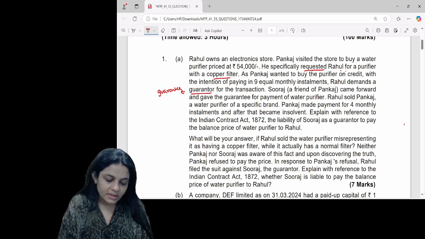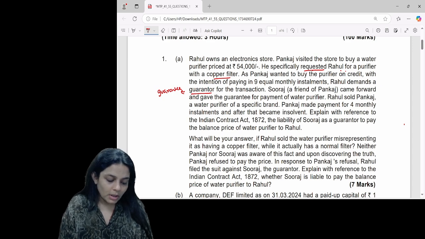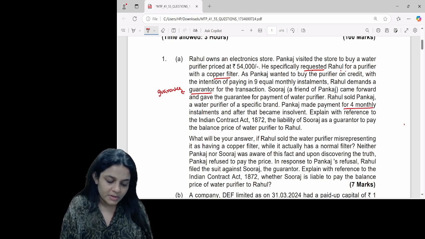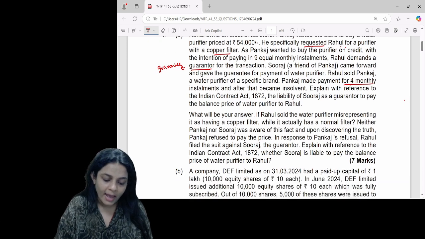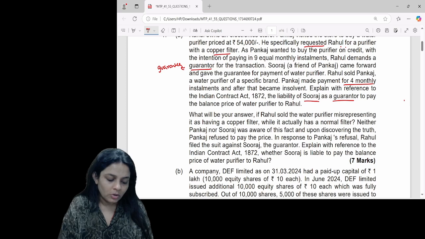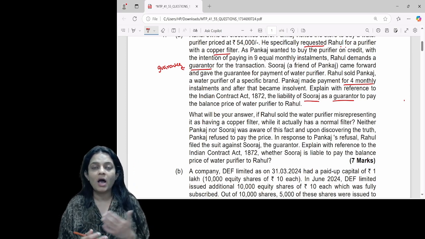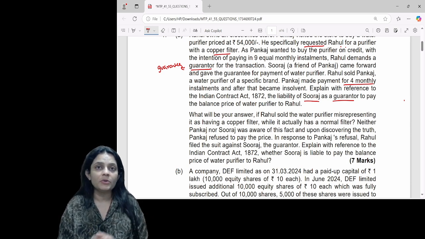Suraj came forward and gave guarantee for the payment of the water purifier. Rahul sold Pankaj a water purifier of a specific brand. Pankaj made payment for 4 monthly installments and after that became insolvent. Explain with reference to the Indian Contract Act the liability of Suraj as a guarantor to pay the balance. So basically, when a person gives any guarantee on behalf of another, the liability of the surety is coextensive to the liability of the principal debtor.